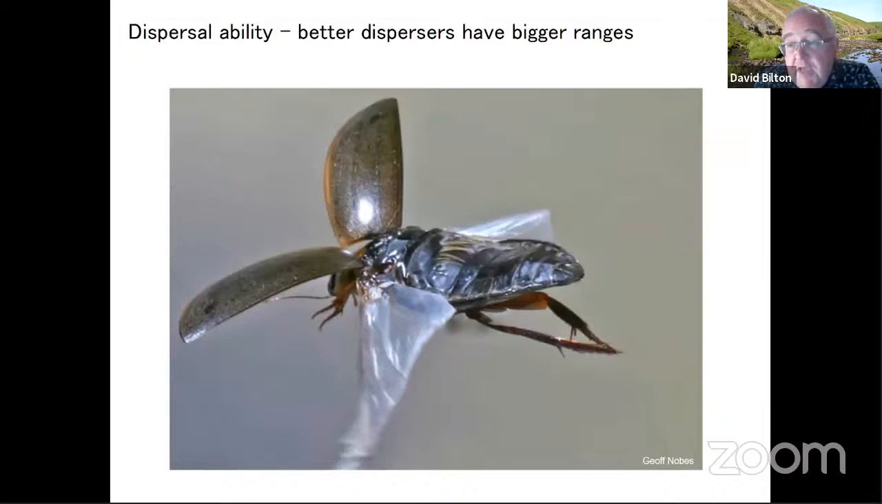So this is the beetle in the photograph taken by my friend Jeff Nobes. He's one of the few people who's managed to get a picture of these things in flight. It's a beetle called Rhantus suturalis, which has sometimes been nicknamed the super tramp. Because this beetle, despite apparently evolving in the highlands of New Guinea, has spread everywhere from New Zealand to the Azores. And we think it's got almost everywhere naturally.